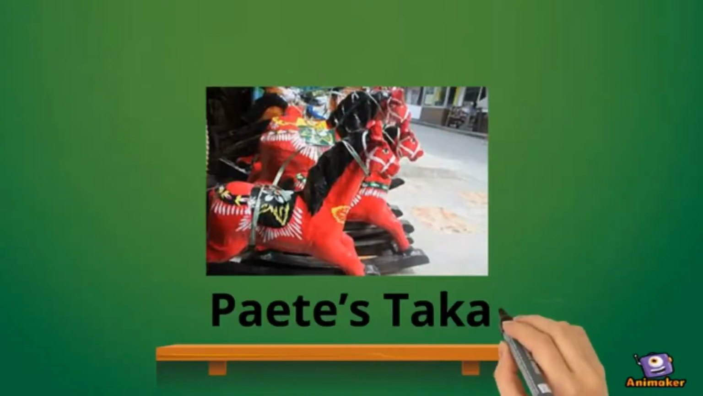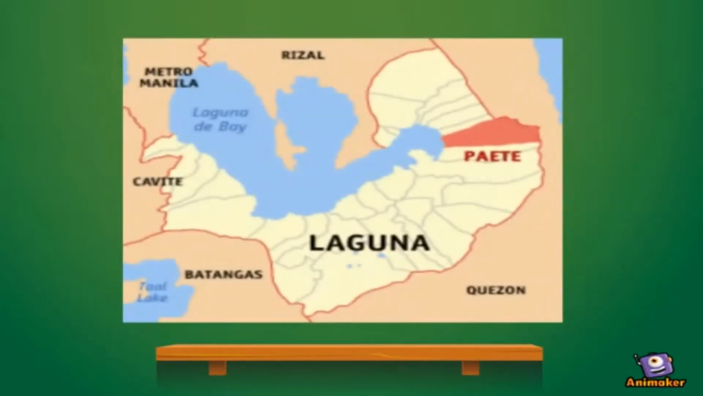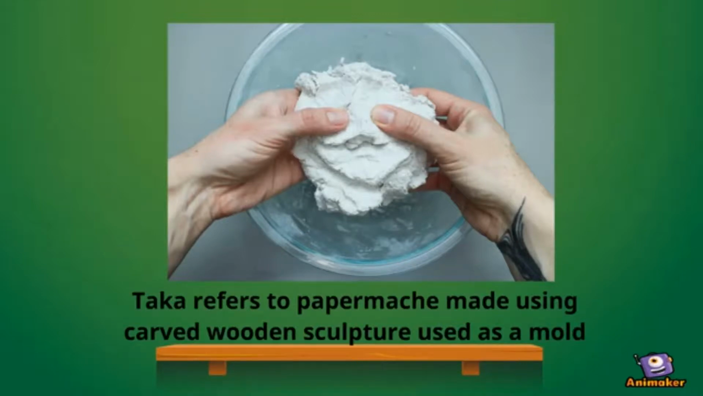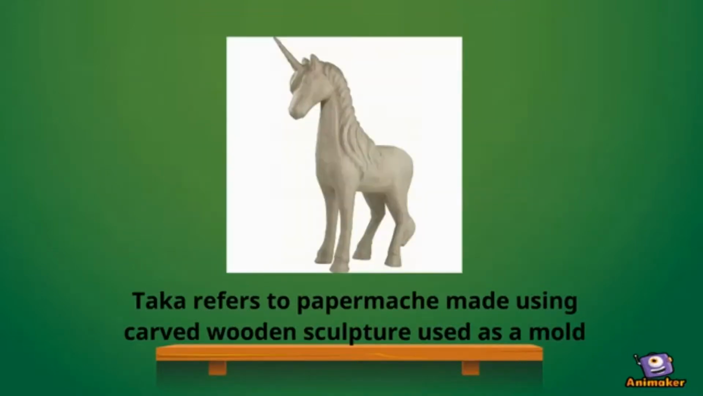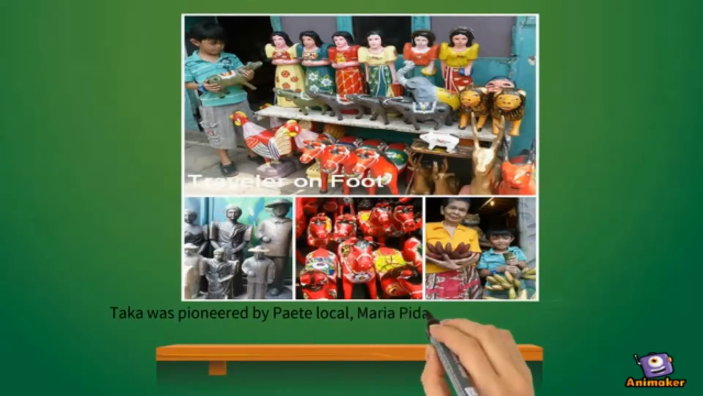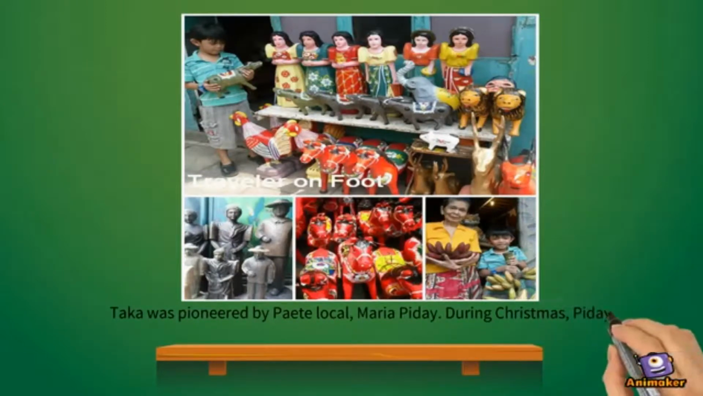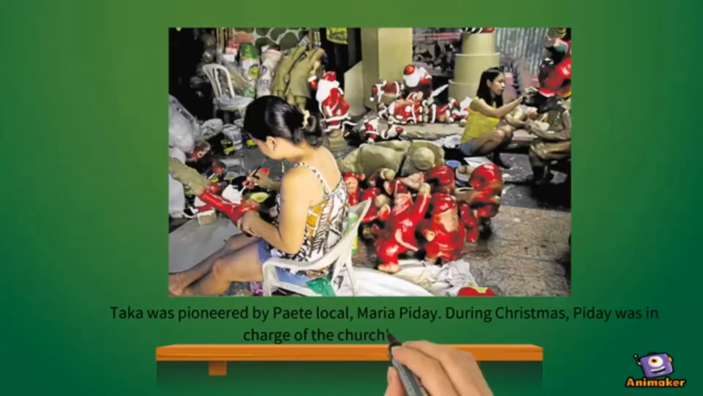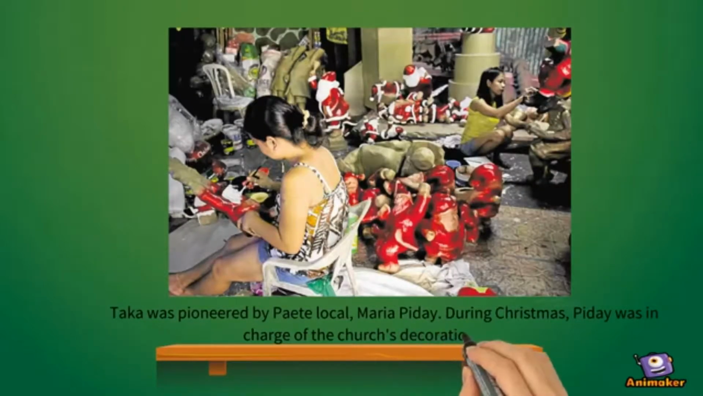Five, Pete's Taka. Pete, Laguna. Taka refers to paper mache made using carved wooden sculpture used as a mold. Taka was pioneered by Pete Local Maria Pade. During Christmas, Pade was in charge of the church's decorations.